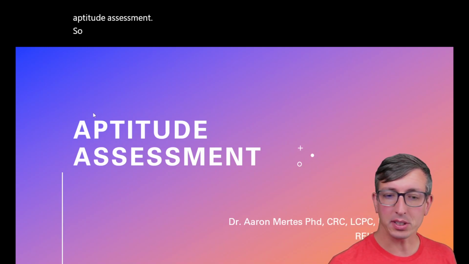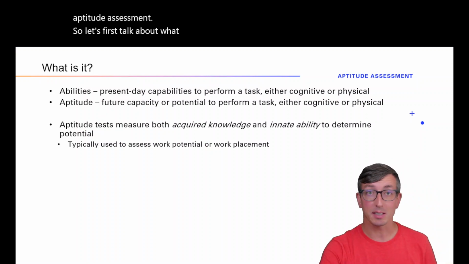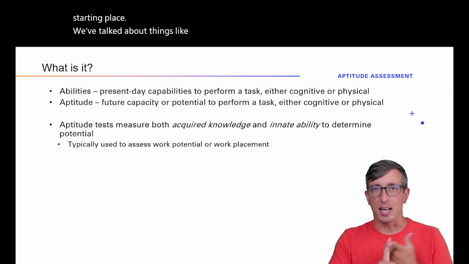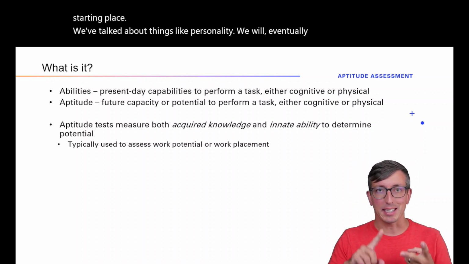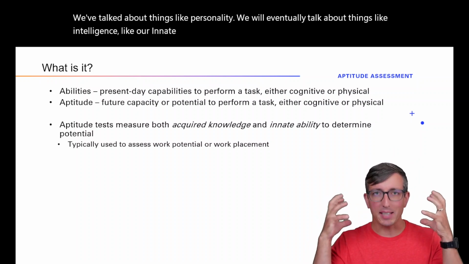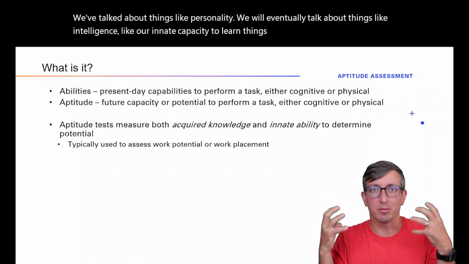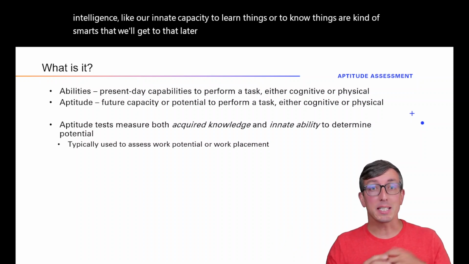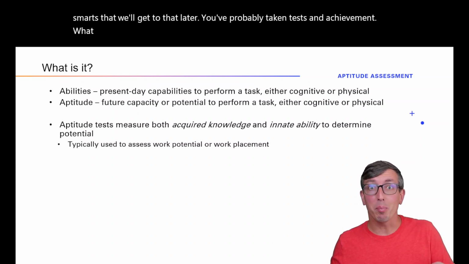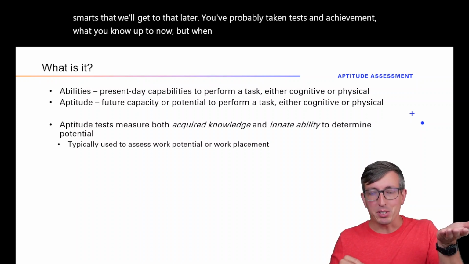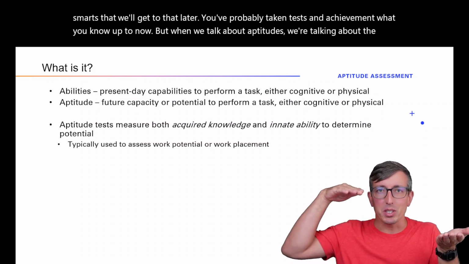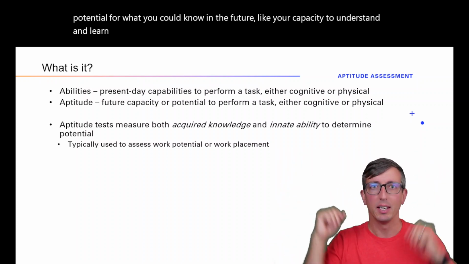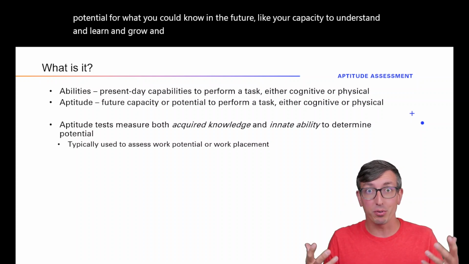So let's first talk about what aptitude assessment is. That's kind of an important starting place. We've talked about things like personality. We will eventually talk about things like intelligence, like our innate capacity to learn things or to know things, our kind of smarts. We'll get to that later. You've probably taken tests in achievement, what you know up to now. But when we talk about aptitudes, we're talking about the potential for what you could know in the future, like your capacity to understand and learn and grow and perform in a different way in the future.